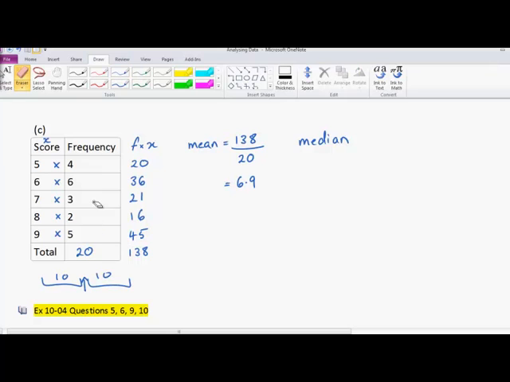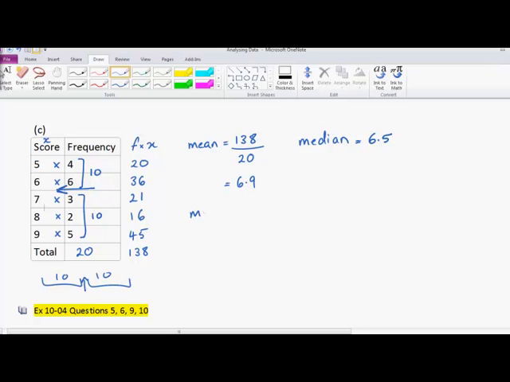So we've got here, if we look at our frequency column, that's our first 10 scores. That's our second 10 scores. So our median is in between these two. Alright, so our median, therefore, our scores are the ones in this score column. So our median is between 6 and 7. So median between 6 and 7 means a median of 6.5.